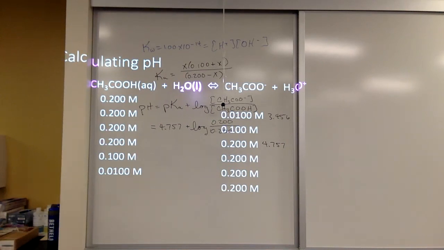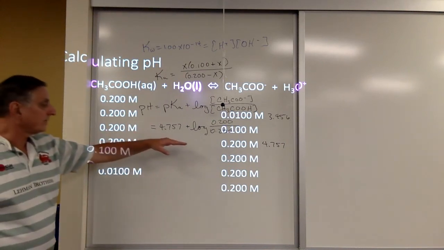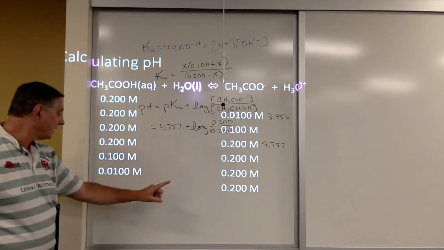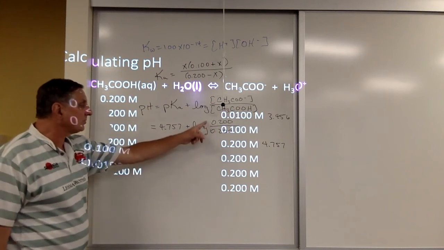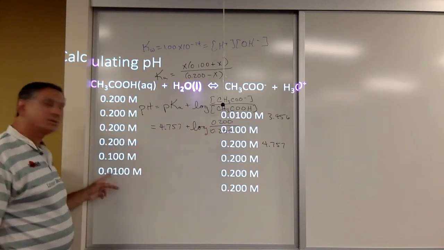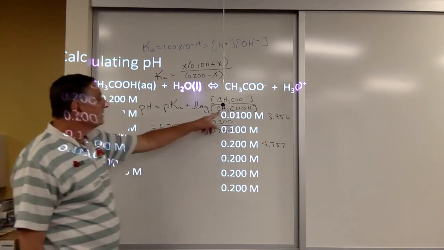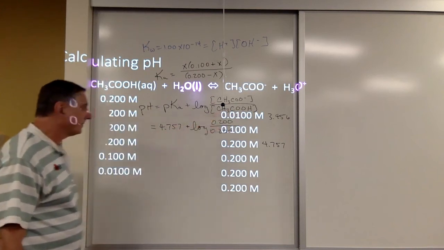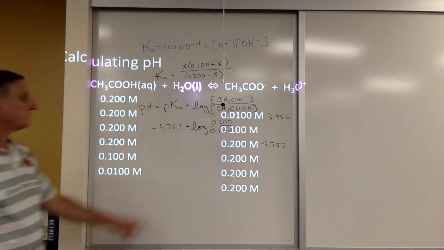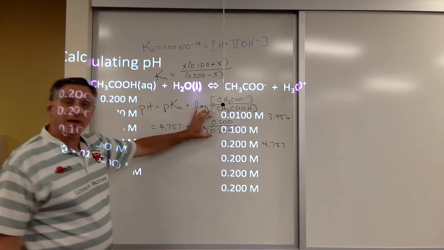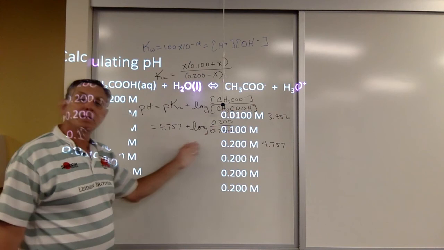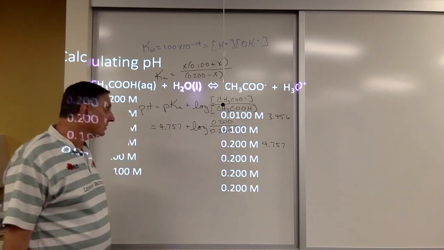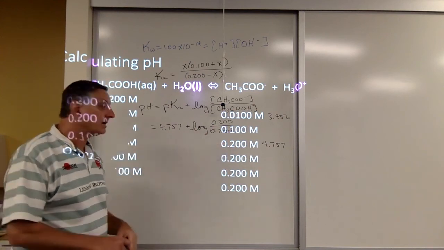Okay. You can do the same with this one and with this one. Notice what's happening here is that the numerator is 0.2, but the denominator, the concentration of the weak acid, is changing. So in other words, this fraction will be greater than 1, and now this will be 4.757 plus the log of that number, which is going to be a positive value.